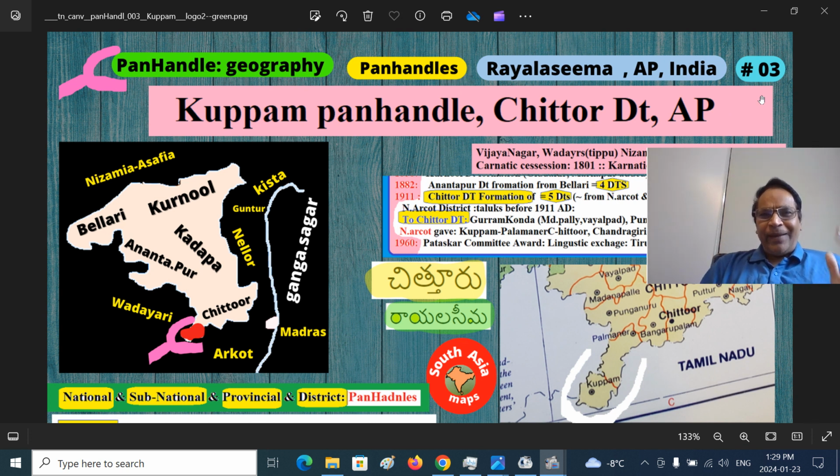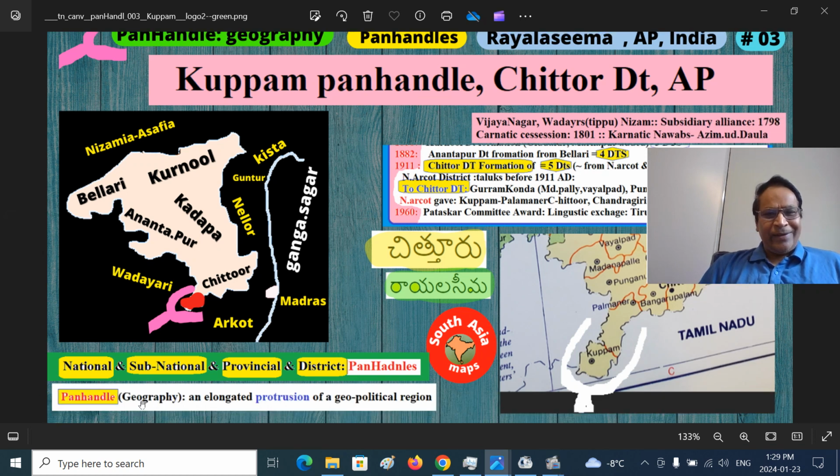The panhandle is essentially an elongated region in geography. Here I will put the red color, that is the Kuppam Panhandle. In geography it is an elongated protrusion, a salient, a geopolitical region, an administrative territory. There are national panhandles and subnational ones within the country. In the subnationals, you can say the provincial, that is states, union territories, even sub-provincial, the districts, and so on. This is essentially a provincial panhandle we are looking at.